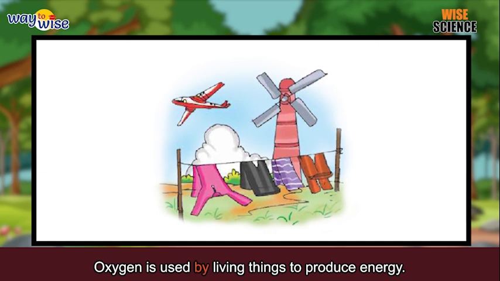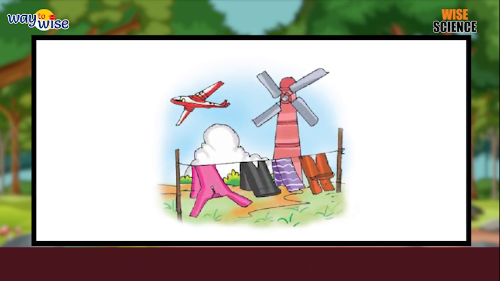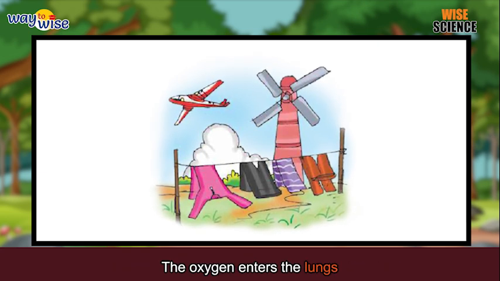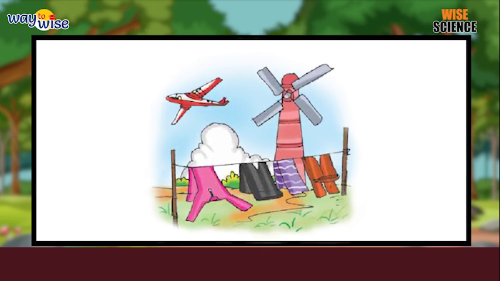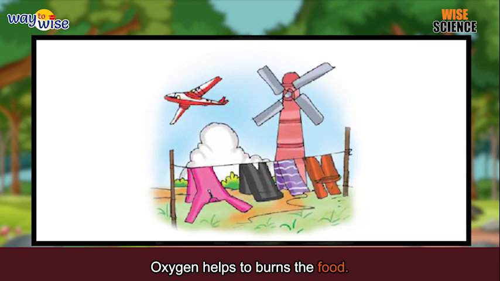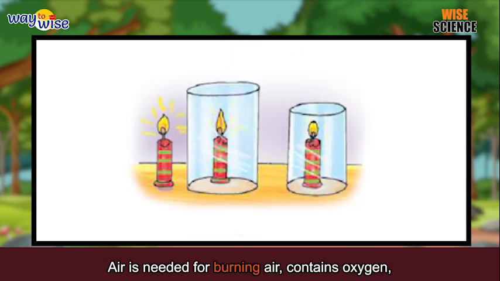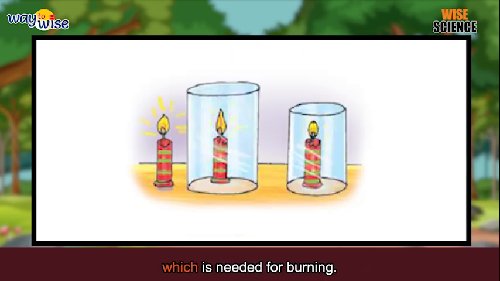Oxygen is used by living things to produce energy. The oxygen enters the lungs from where it is carried by the blood to every part of the body. Oxygen helps to burn the food. Carbon dioxide produced is thrown out from the lungs. Air is needed for burning. Air contains oxygen, which is needed for burning.